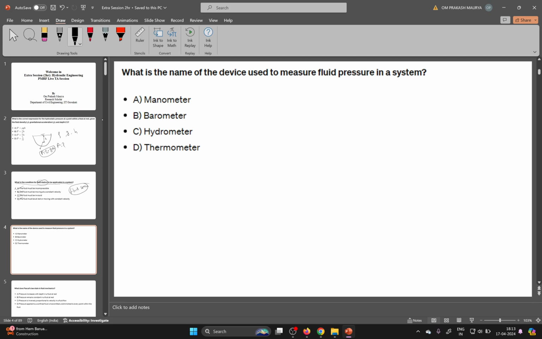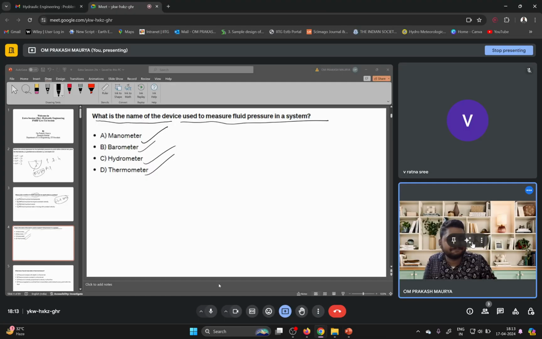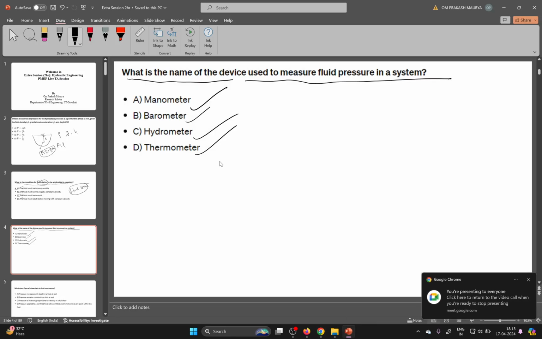Okay. Now, what is the name of a device used to measure the fluid pressure in a system? Is it manometer, barometer, hydrometer, or thermometer? Which one is correct, option A, B, C, D? If you know, please tell within 1 minute. Okay, manometer, that's good. A manometer is used for fluid pressure measurement in the system. Option A is correct for this question.